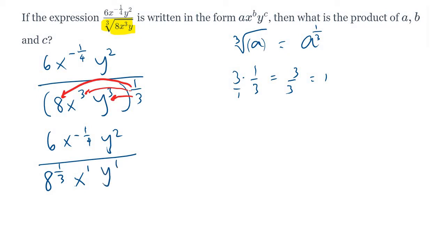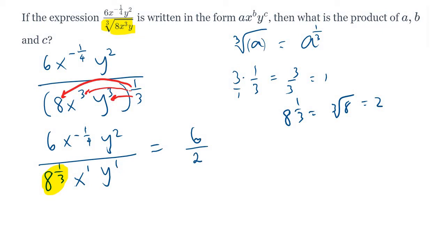So now we're just going to simplify some more. The numerator is 6, and the denominator is 8 to 1/3. This part is 2, because it's like taking the cube root of 8. 8 to 1/3 is really the cube root of 8, which is 2. So that denominator will be 2.